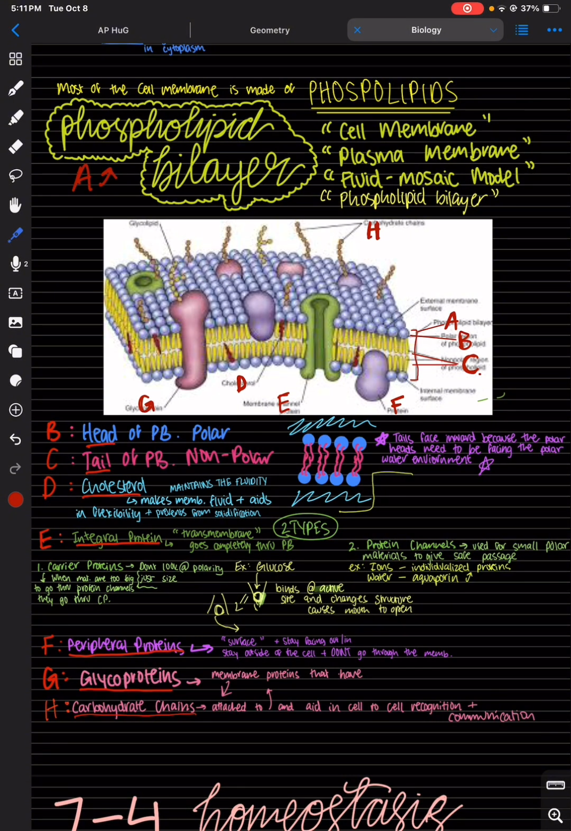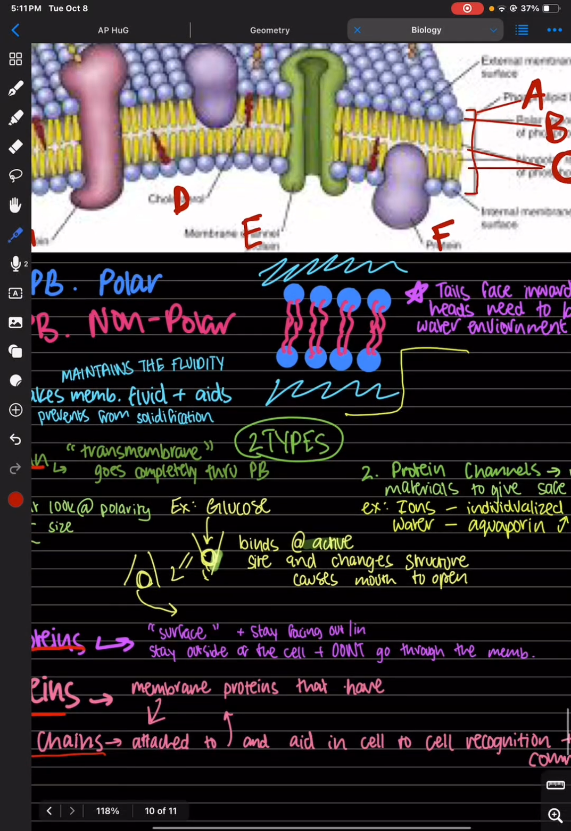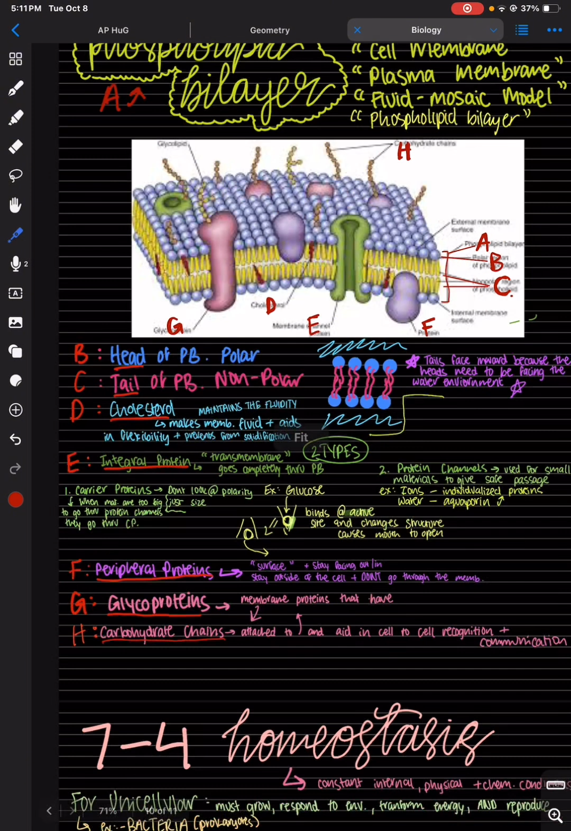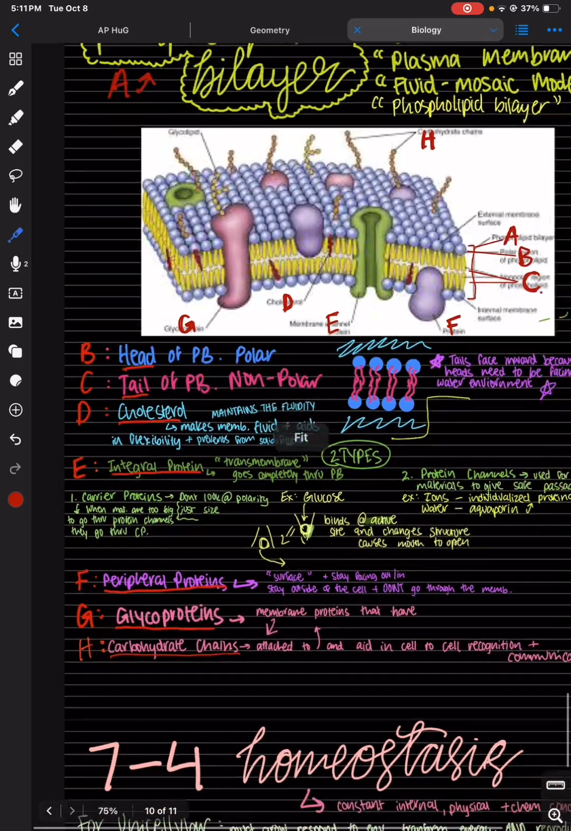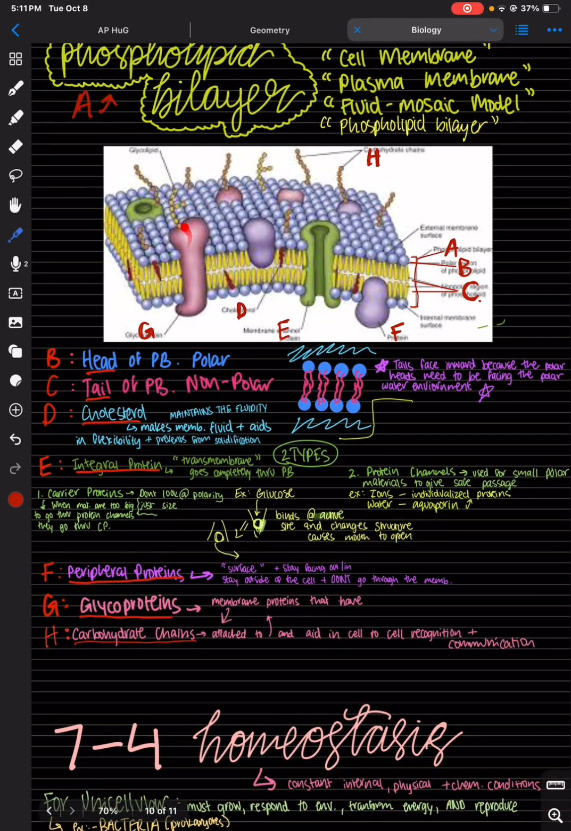Okay. And then we have peripheral proteins, which are like these. They are also called surface proteins because they stay outside of the cell and they don't go fully through the cell. They either face outwards or inwards. Glycoproteins are kind of like this, and they're membrane proteins that have carbohydrate chains attached onto them. And these carbohydrate chains aid in cell-to-cell recognition and also communication.